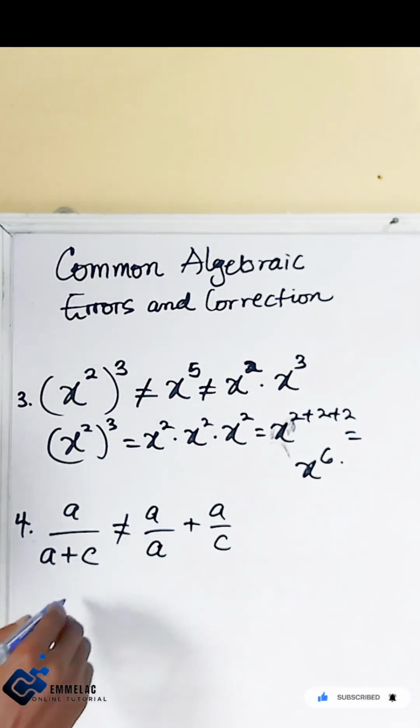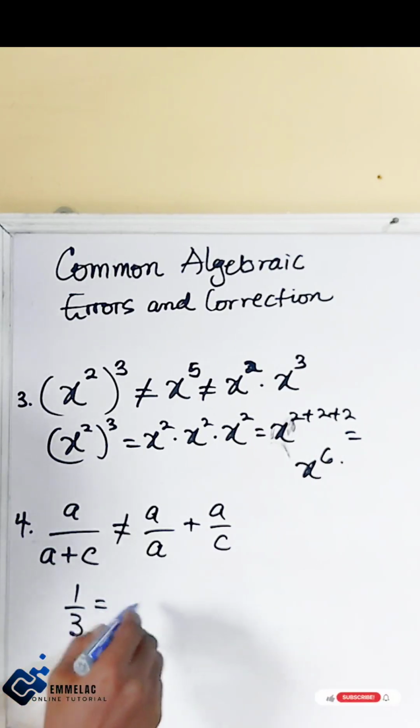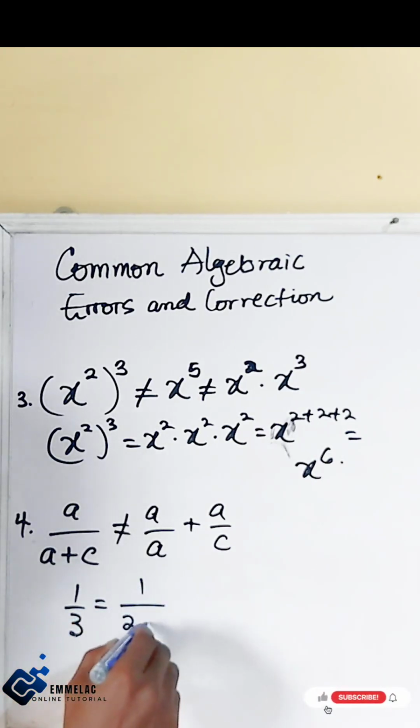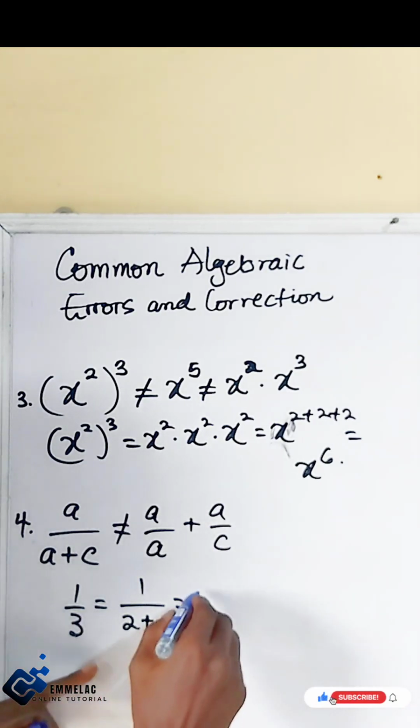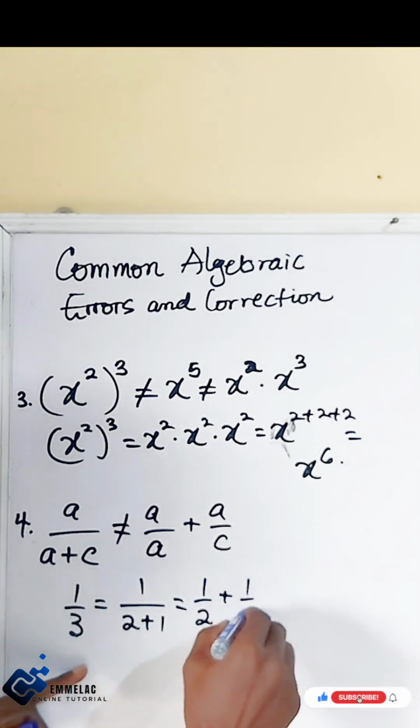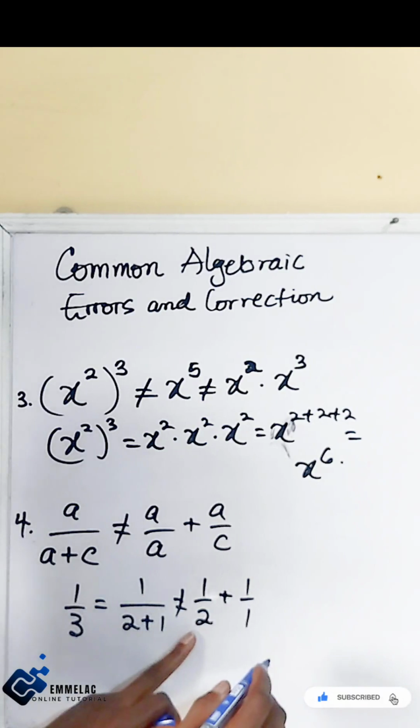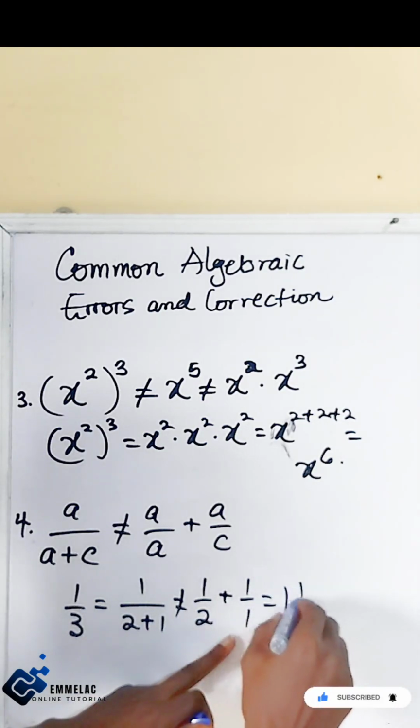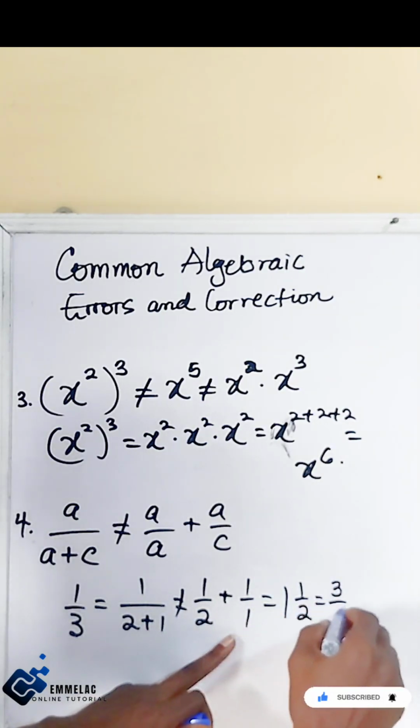Now, this expression here is never a raised over a plus a all over what? C. And this is because when you have 1 all over 3, which equals 1 all over 2 plus 1, take note, it is never 1 all over 2 plus 1 all over 1. Because 1 over 2 plus 1 over 1 will give us 1 over 1 all over 2, which will give us what? 3 all over 2.